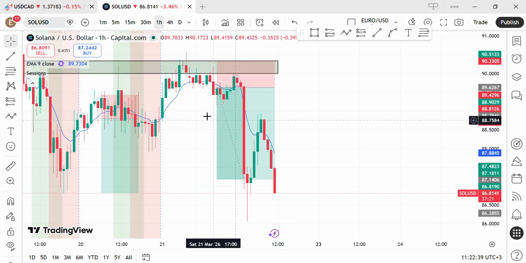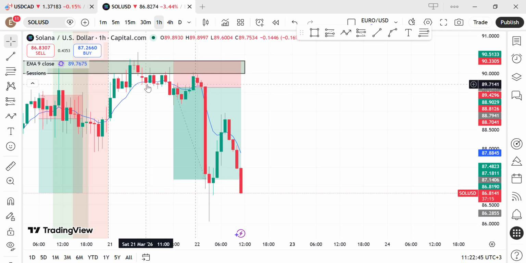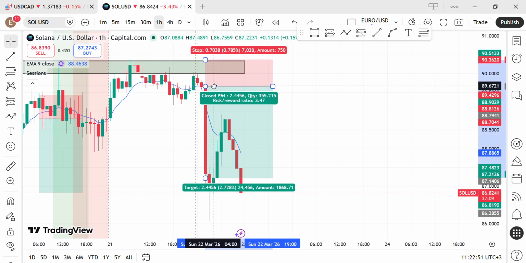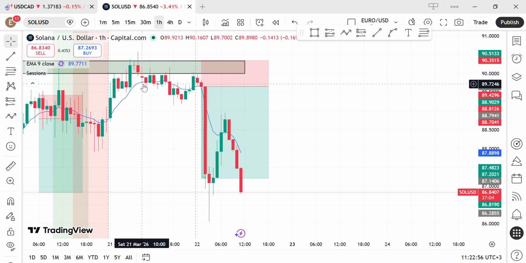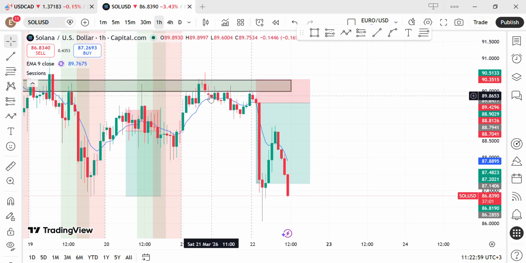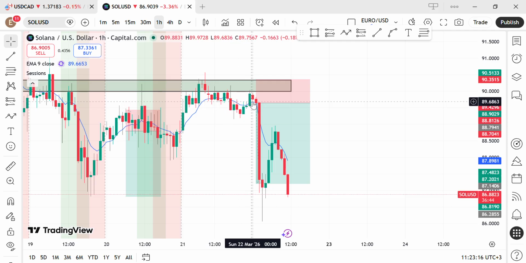In the 1 hour, if you mark this level, that means patience. You have to wait for how many hours? Even 6 hours plus 7, 10 hours. 1, 2, 3, 4, 5, 6, 7, 8, 9, 10, 11, 12, 13, 14, 15, 16, 17, 18, 19, 20, 21, 22, almost a whole day. This was a whole day.